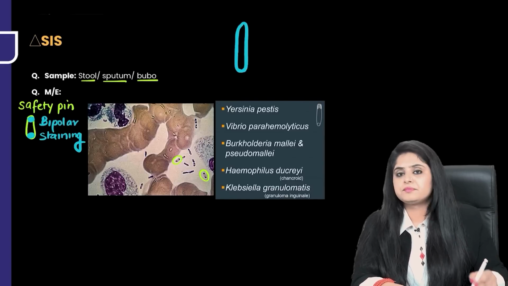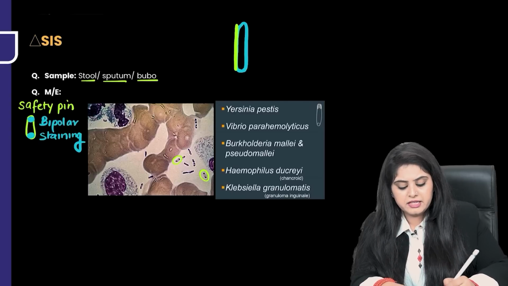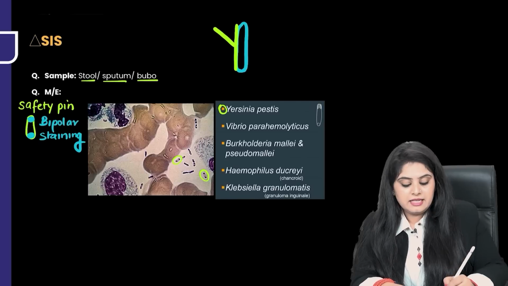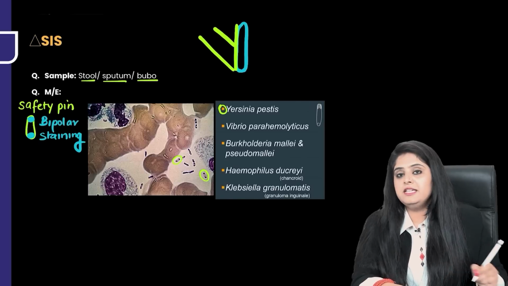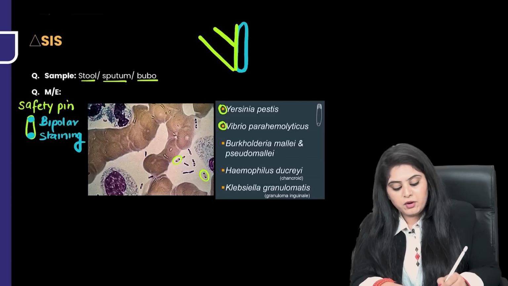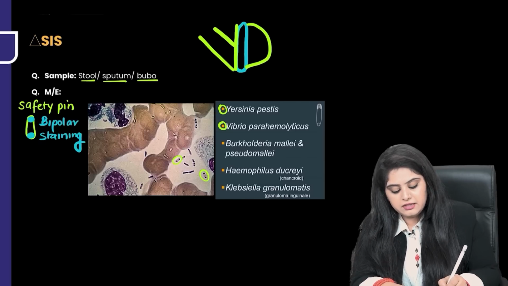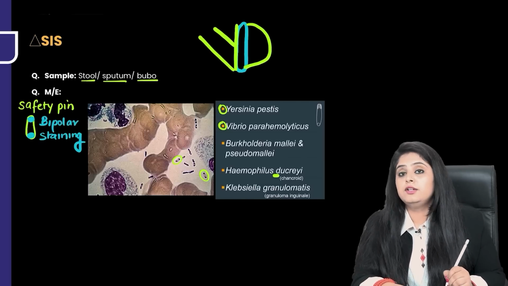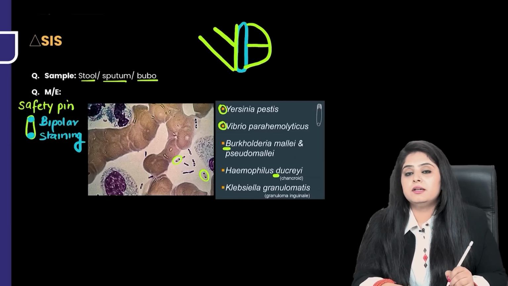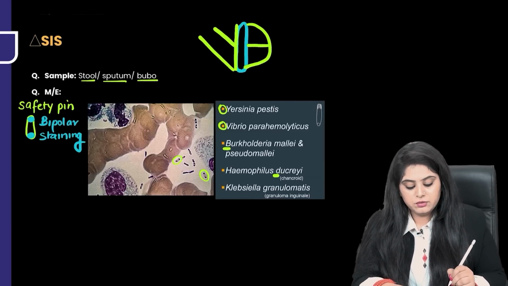So let me see. From one end of the safety pin, can I make a Y? Yes, Yersinia pestis. Can I also from the bottom make a V? So that is going to be Vibrio parahaemolyticus. Okay. From here, can I end up making a D? So Haemophilus ducreyi. From the D, can I make a B? All the Burkholderia mallei, Burkholderia pseudomallei.